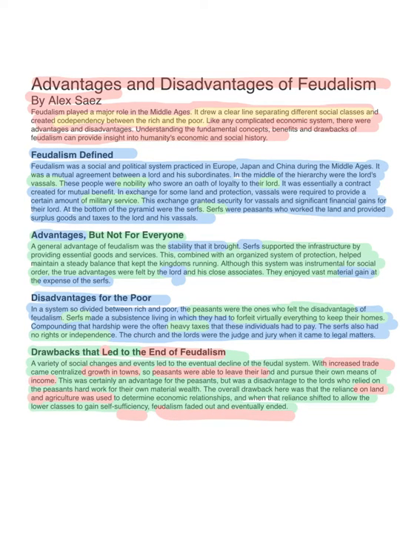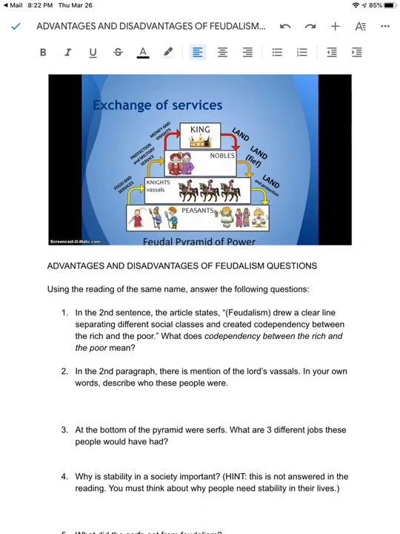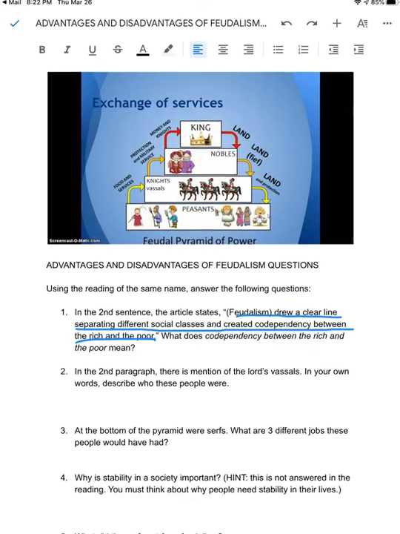All right, so let's go to the serfs. Wait, let me go back. Right here, in the second sentence, the article says, feudalism drew a clear line separating the different social classes and created codependency between the rich and the poor. What does that mean? Let me write this a little bit bigger.